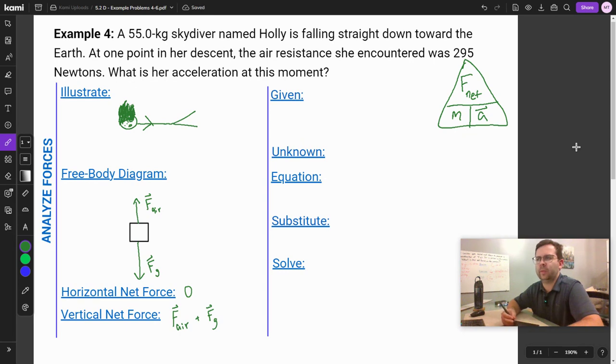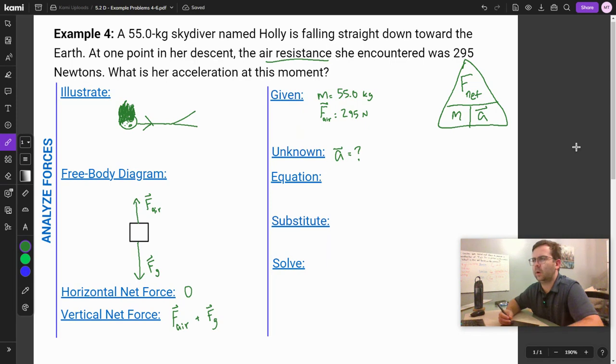So what are we given in this case? We know that the mass of the skydiver is 55.0 kilograms. It says the air resistance was 295 newtons. So air resistance, 295 newtons. Is that going to be a positive or negative value? Force is a vector, so we have to pay attention to the direction. It's going up, and so we call that positive. So positive 295 newtons. We want to know what her acceleration is. That's our unknown, right? That's what we're trying to find.